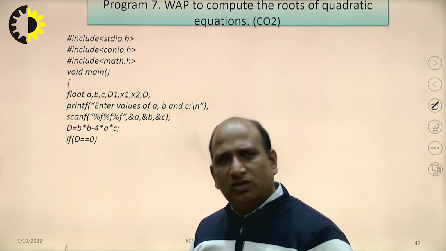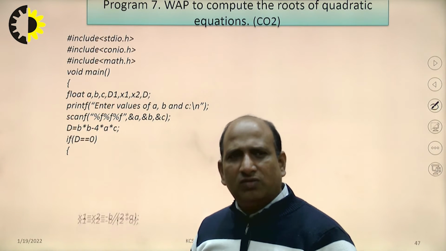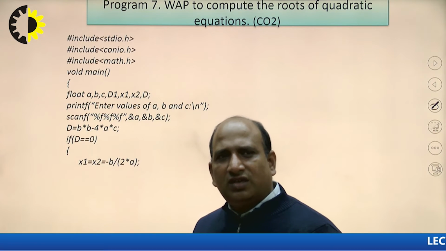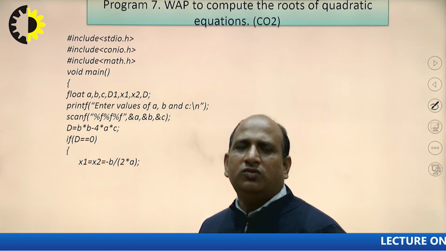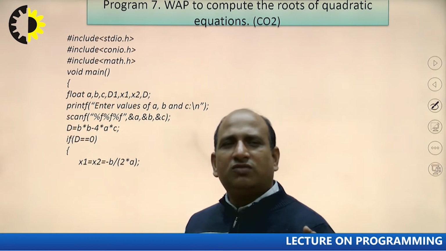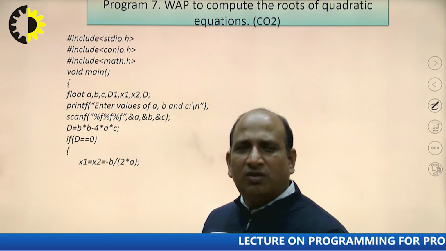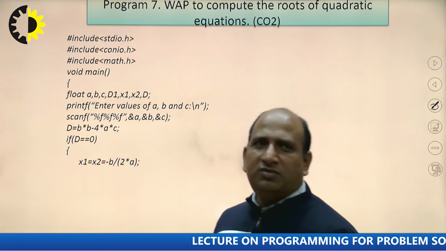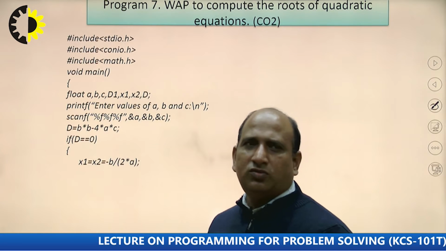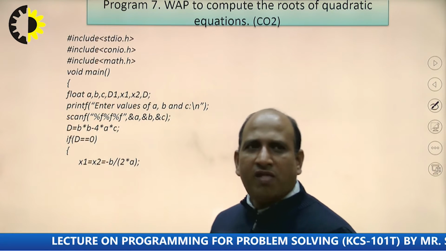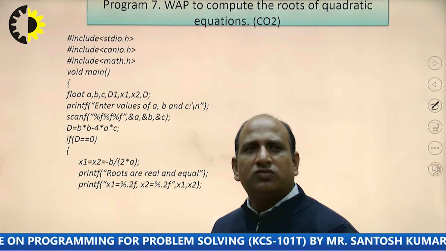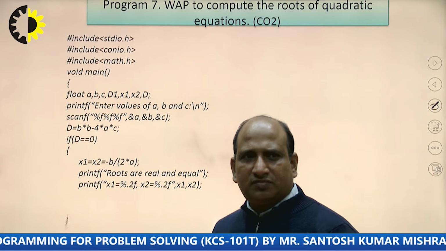If d equals 0, then the roots will be equal, and that equals minus b upon 2 into a. Means if the discriminant value is equal to 0, the roots will be the same, and that will be minus b upon 2a. I have assigned x1 and x2 variables for the roots, and "the roots are equal" will be printed and the root values will be printed like this.